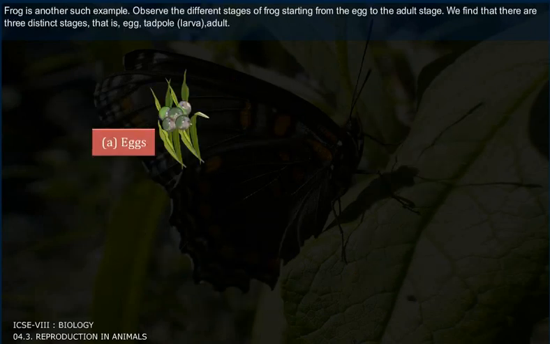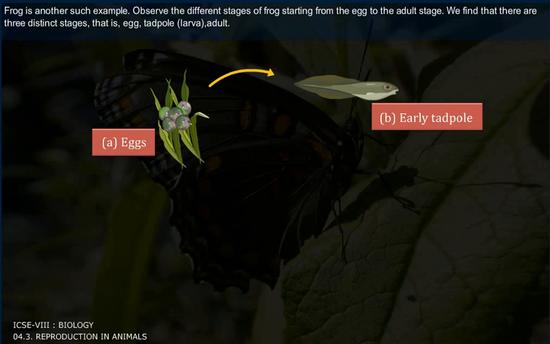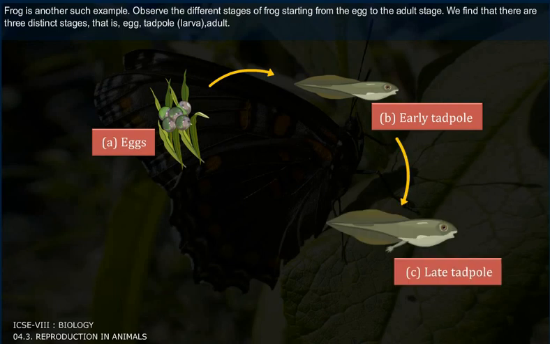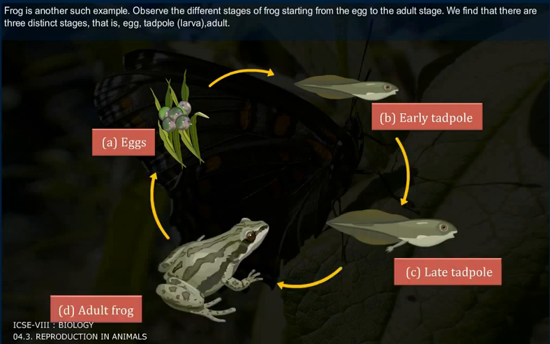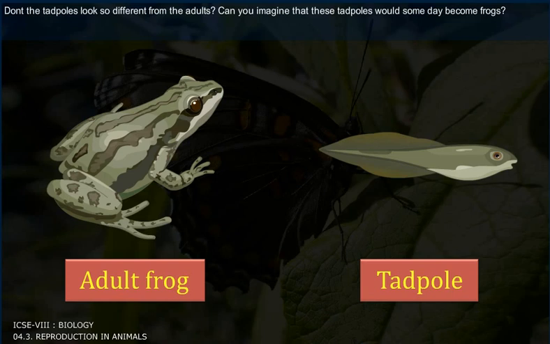Frog is another such example. Observe the different stages of frogs starting from the egg to the adult stage. We find that there are 3 distinct stages, that is, egg, tadpole, adult. Don't the tadpoles look so different from the adults? Can you imagine that these tadpoles would someday become frogs?